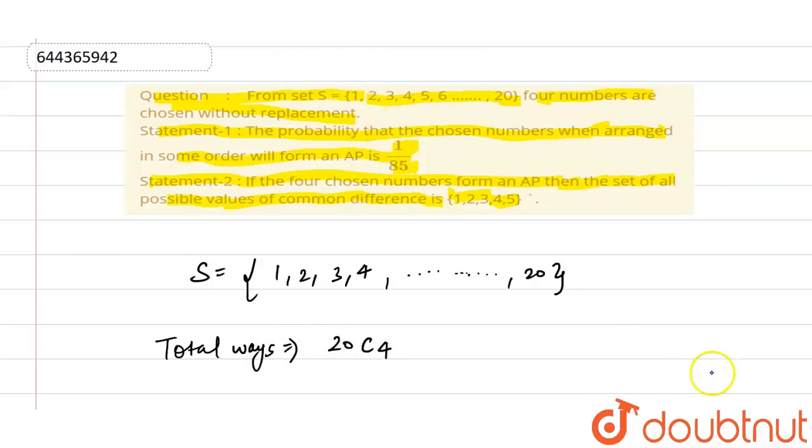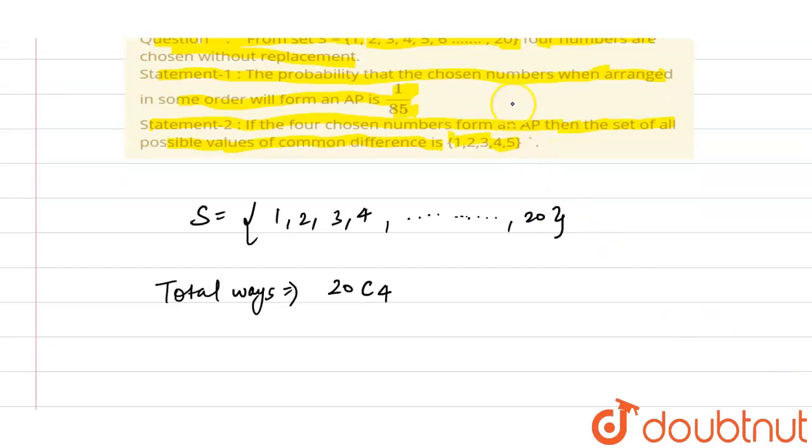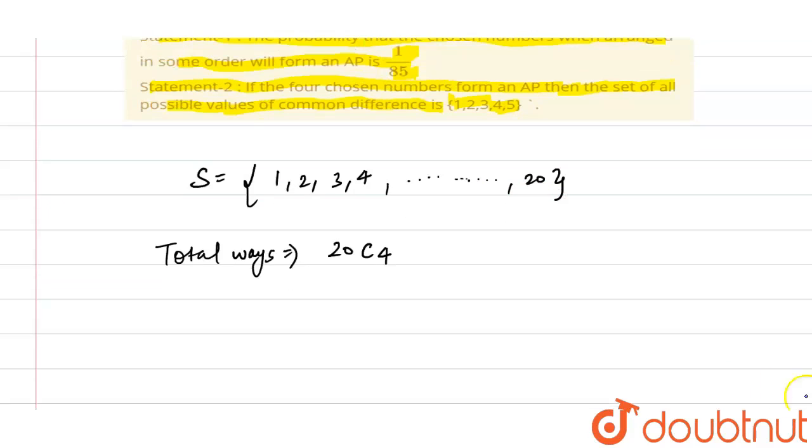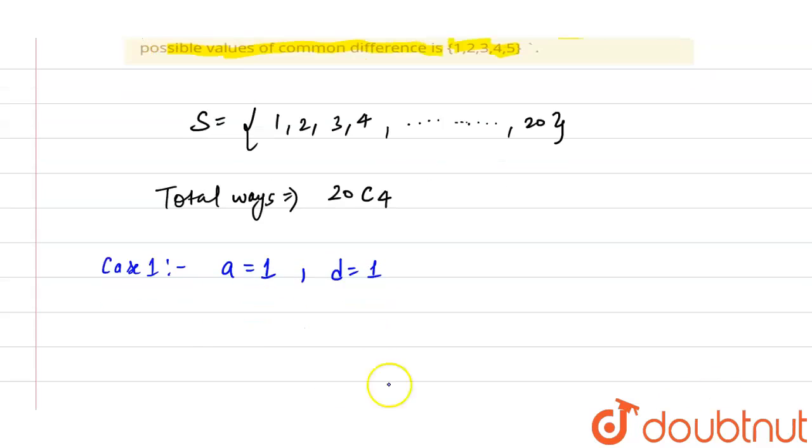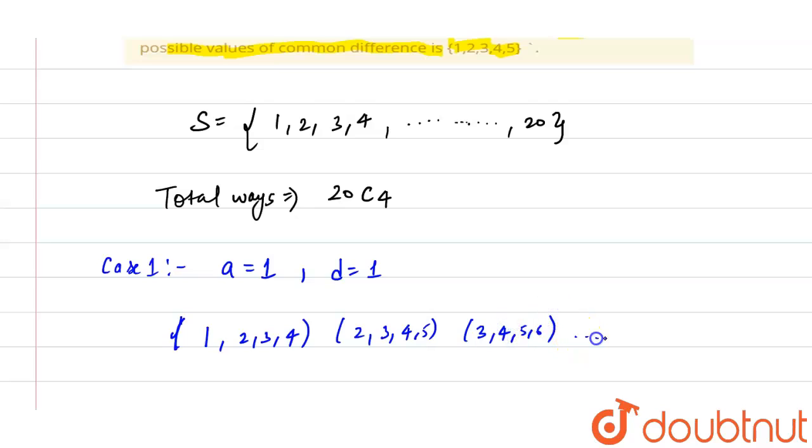Now according to statement 1, the probability that the chosen numbers form an AP, so first of all we will find the sets. Let us take case 1. If we take the first term A equal to 1 and the common difference equal to 1, we can select 4 numbers in this way: first 1, 2, 3, 4, then 2, 3, 4, 5, similarly 3, 4, 5, 6, and the last set we consider is 17, 18, 19 and 20. So we can form 17 sets, from 1 to 17.